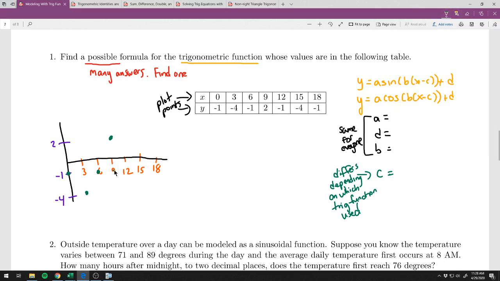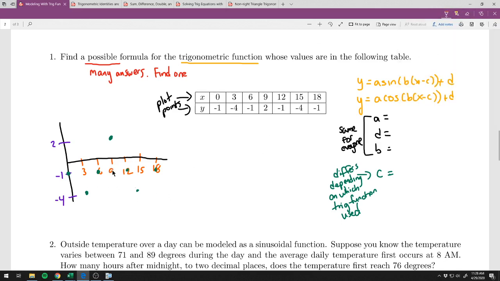Back down to -1 at 12. And then when x is 15, y is back down to -4. And then at 18, y is back up to -1. I managed to make a little mark here that I didn't want to put.